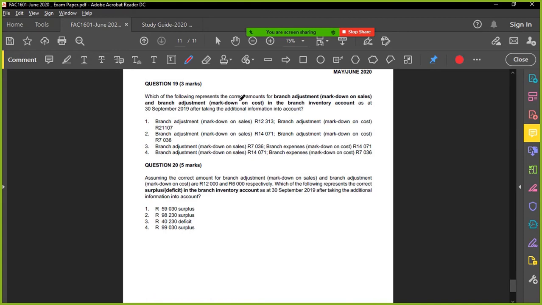Which of the following represents the correct amounts for branch adjustment? Okay, so markdown on sales. That's all they want. Only the markdown on sales. And then, assuming the correct amount for branch adjustment and the branch adjustment are this and that, which of the following represents the correct surplus or deficit in the branch inventory? That's all they want. They basically want branch inventory, and they want a sub question for one of the points, and then they got the total.